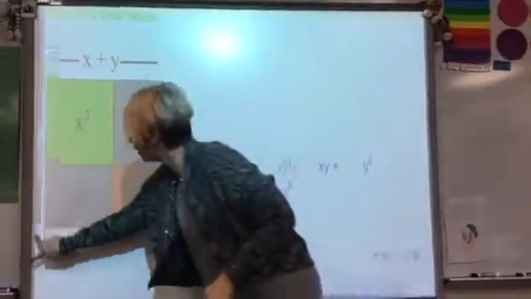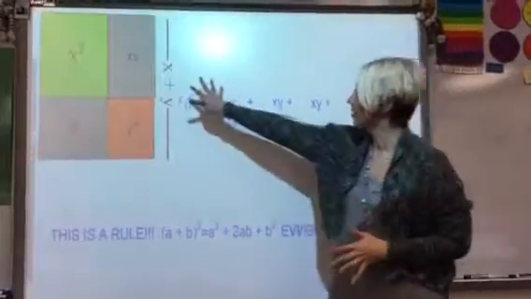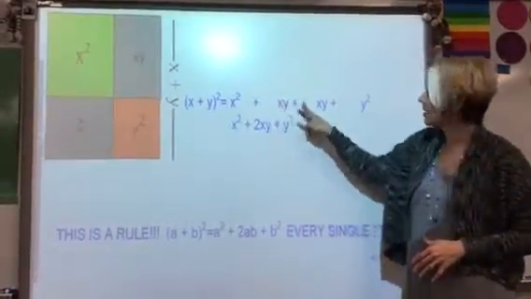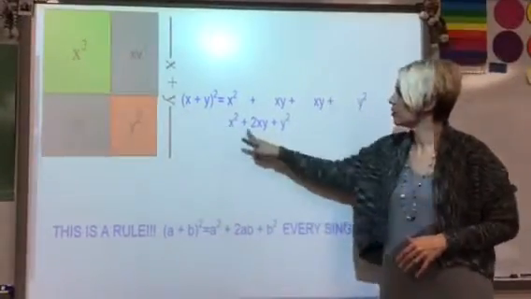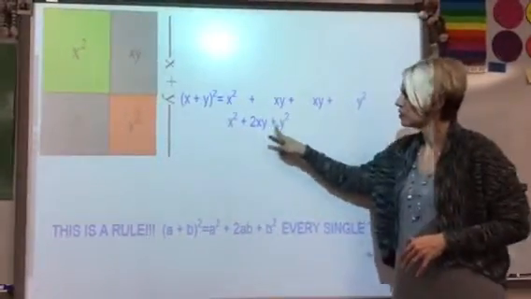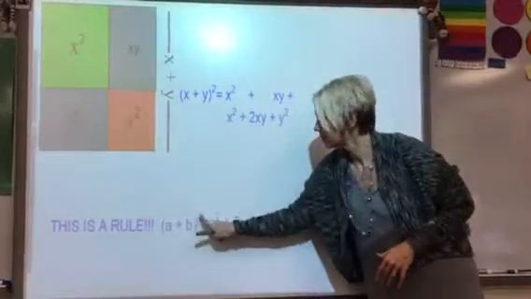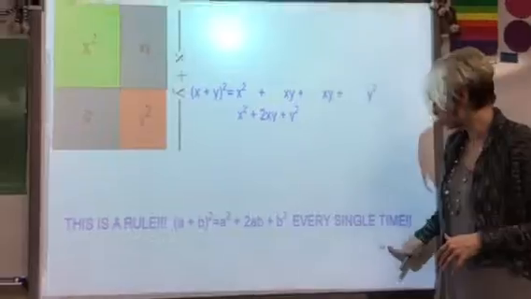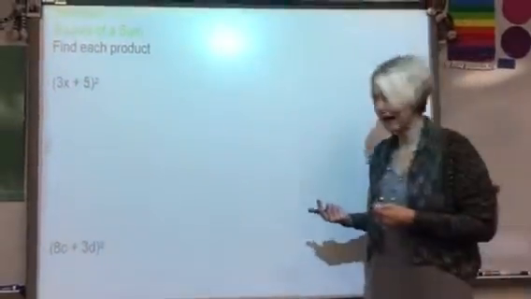Let me just show you how this works with the formula here, with this model. That first term is going to be squared, product plus product, and last term squared. So it's always going to fit this pattern. So this is a rule. Any sum squared is going to be the first term squared, double the product, and the last term squared every single time. So let's just use the pattern.